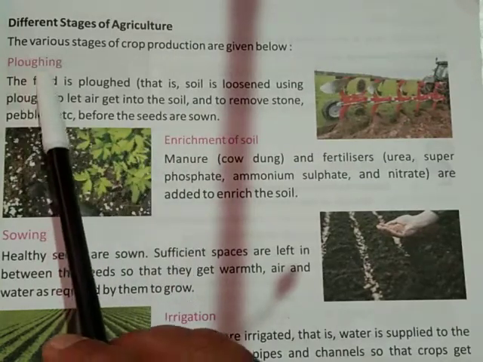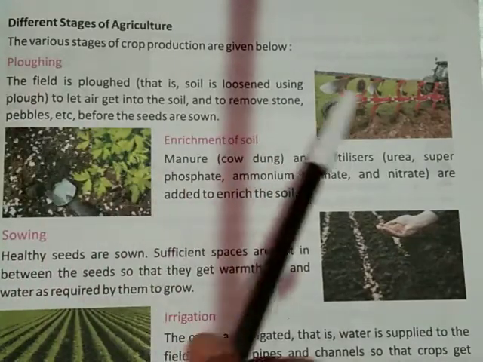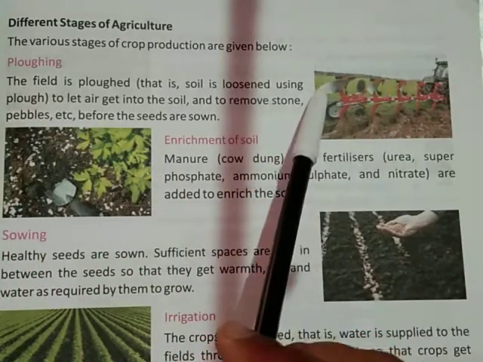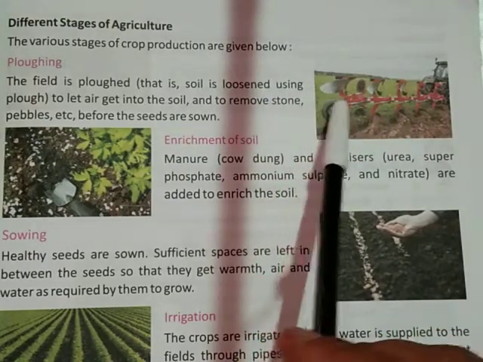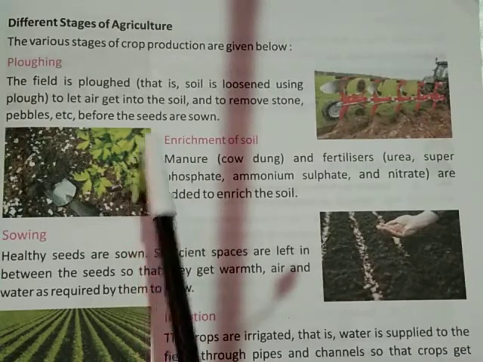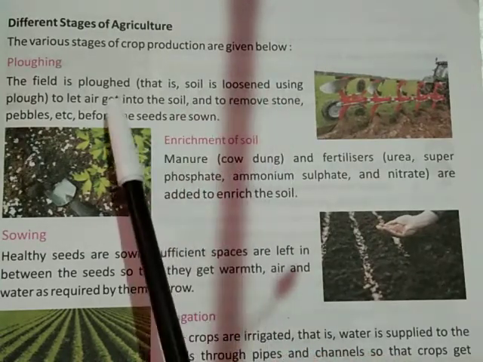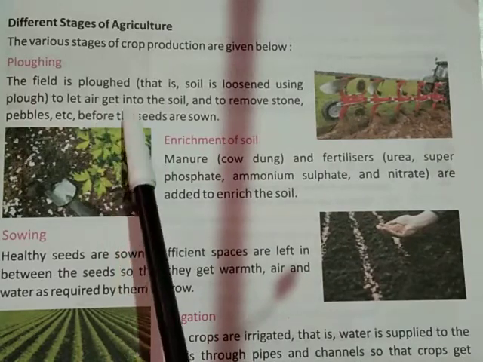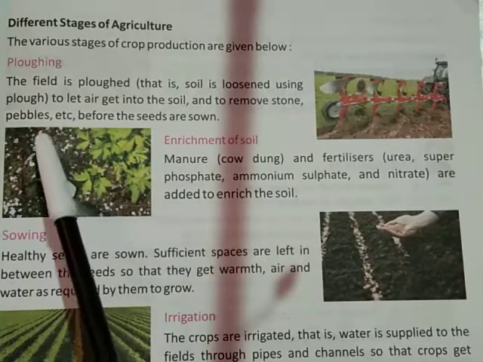So ploughing is the first step, in which we are using some machines and also some equipment that help us to loosen the soil. And why are we loosening the soil? We are loosening the soil so that air can get into the soil and to remove stones and pebbles.